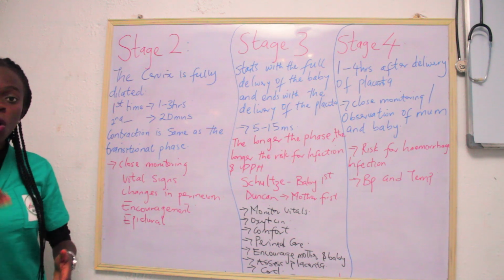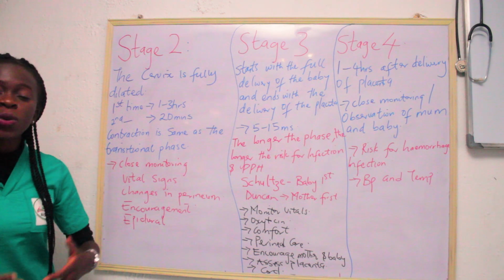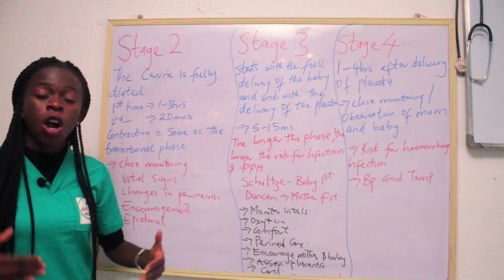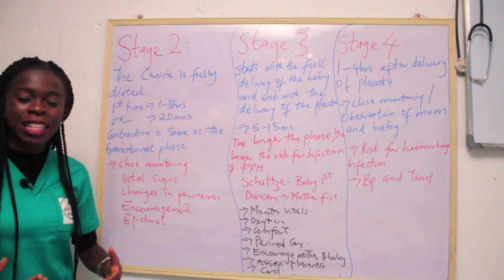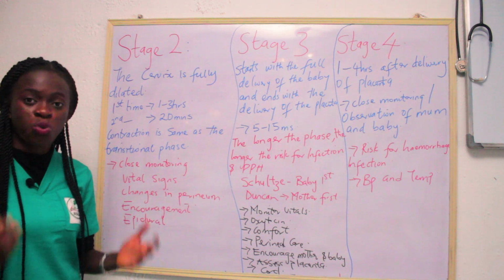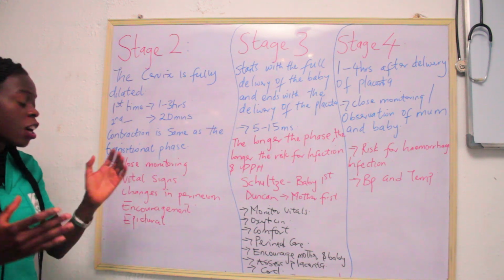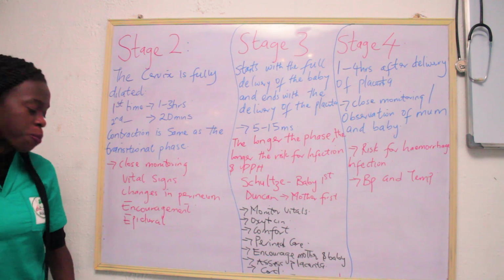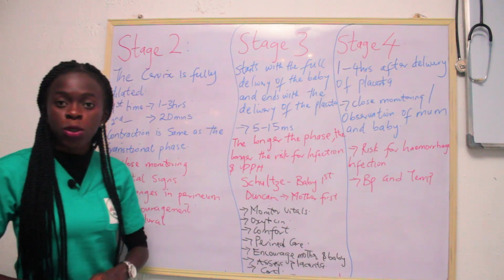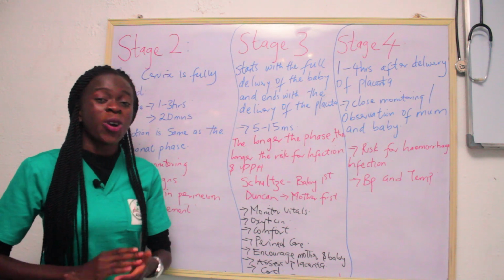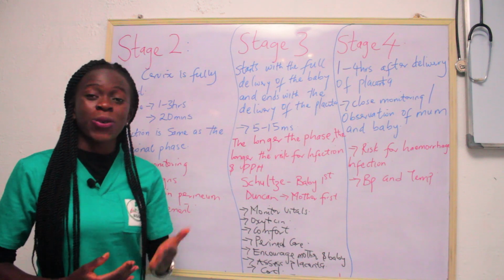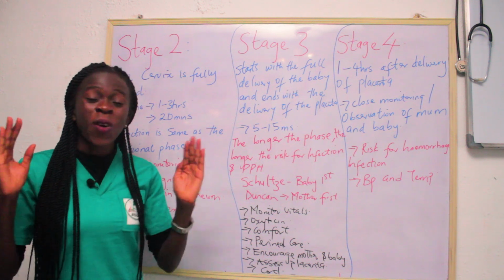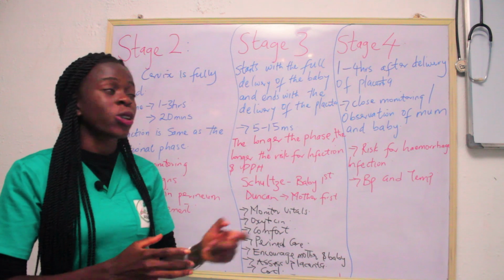At stage 2 of labor, what you have to do is monitor this patient, observe the vital signs, check the fetal heart rate, and check also the changes in the perineum, encourage the patient, and also give epidural when necessary, because it's not all deliveries you give epidural, especially if there's no machine monitoring the contraction level.